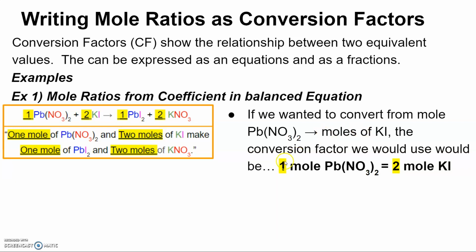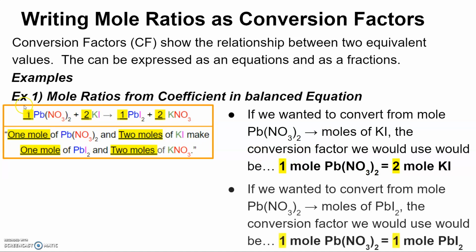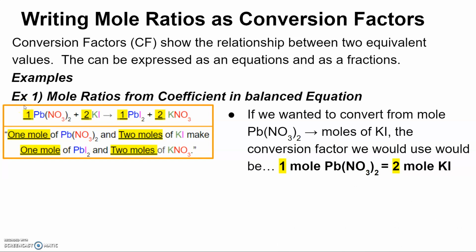Well, first of all, the numbers come straight from the coefficients. So what I would do is go to my chemical equation, and I would look at the coefficients in front of lead nitrate and potassium iodide. The coefficient in front of lead nitrate is 1, the coefficient in front of potassium iodide is 2, and so 1 mole of lead nitrate is equal to 2 moles of potassium iodide. So these numbers, once again, just come from the coefficients. I make those coefficients into moles, and I set the two values equal to each other.